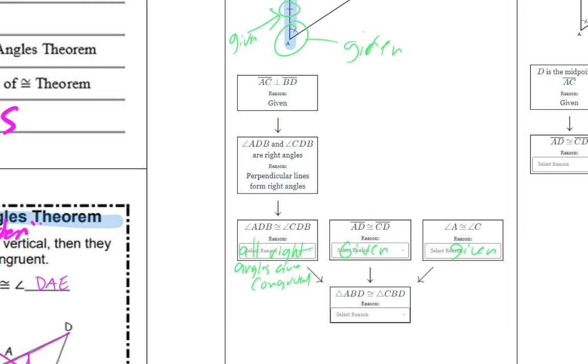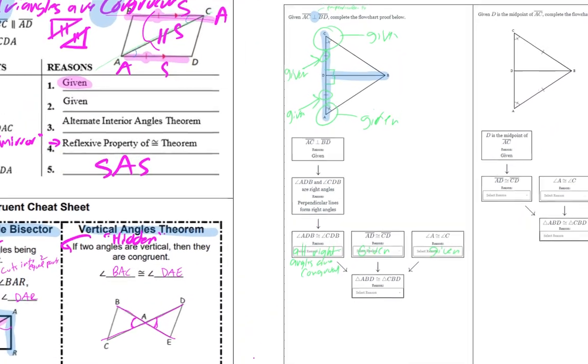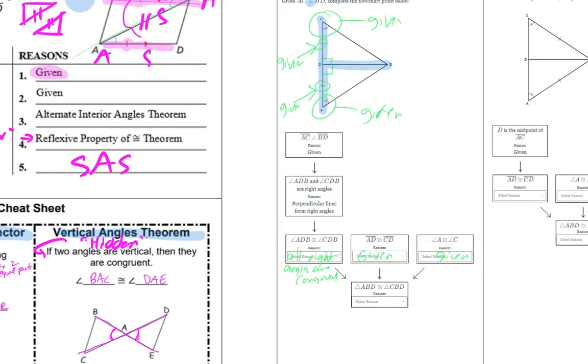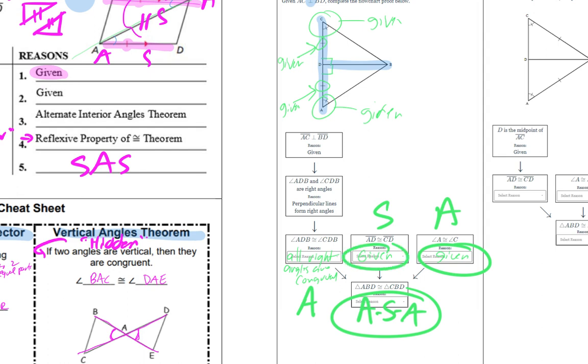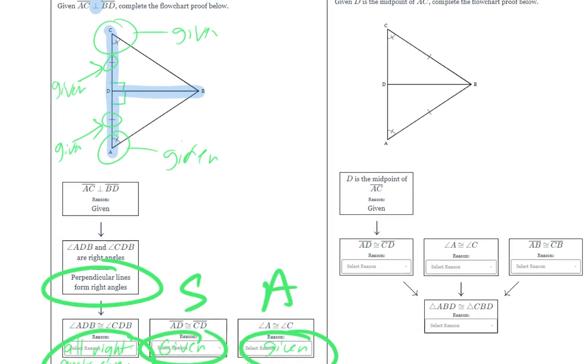Okay? And then our last one. How can we prove that triangle ABD is congruent with CBD? Well, let's go through these. What is this? This is an angle, right? What is this? This is a side. What is this? This is an angle. So the reason is ASA. Okay, so those are our answers. Given. All right angles are congruent. ASA and perpendicular lines form right angles. We're just using that information. Let's go to the next one.